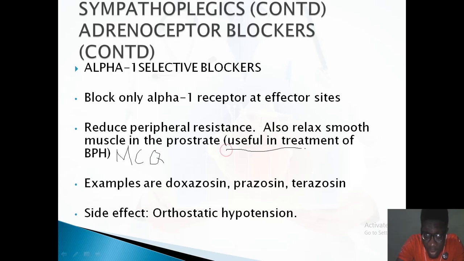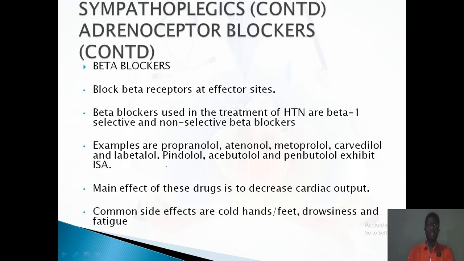This is useful in the treatment of benign prostatic hyperplasia. Very, very important for MCQ. Examples are doxazosin, all these are zosins: tamsulosin, prazosin, terazosin, doxazosin. Common side effect is orthostatic hypotension. So we'll move forward to the beta blockers.